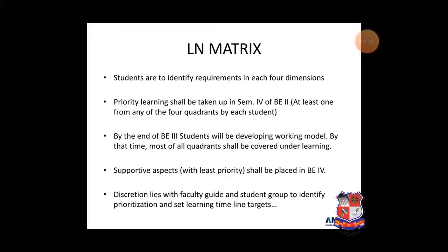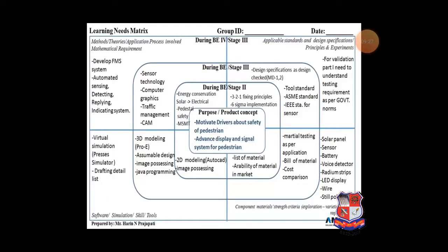So learning in matrix, students identify requirements in each quadrant dimension, whatever I am explaining, such thing is explained here. So let's start with one mechanical engineering example. Particularly this is prepared by me. So here we are starting with the center, purpose and product concept.